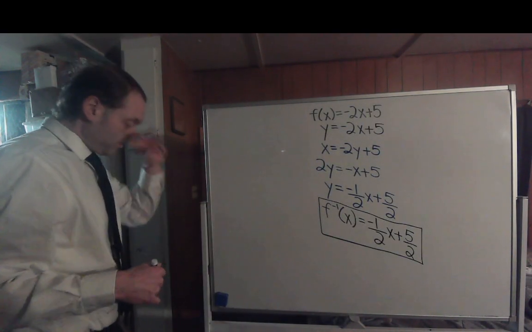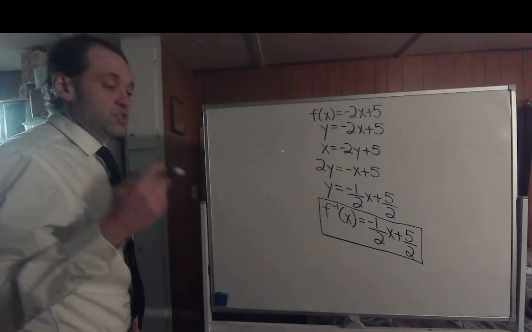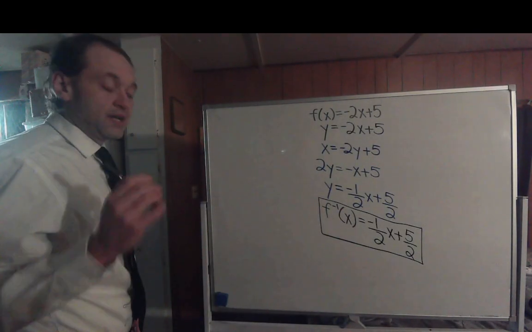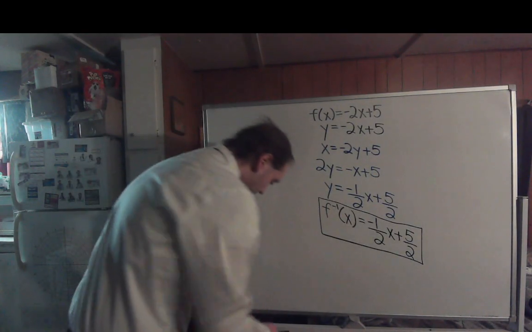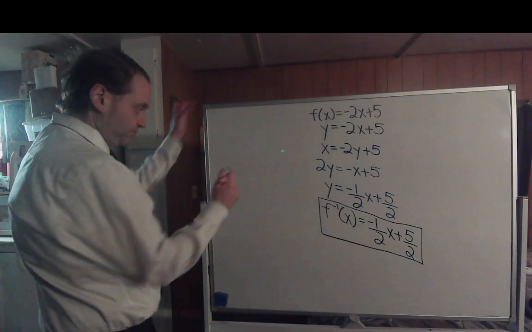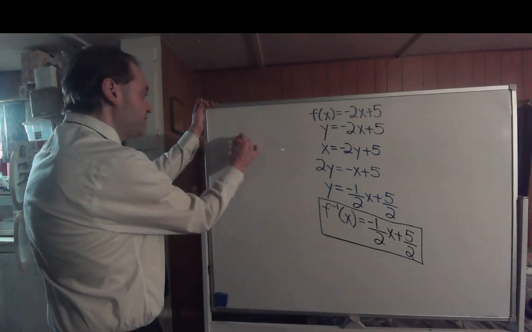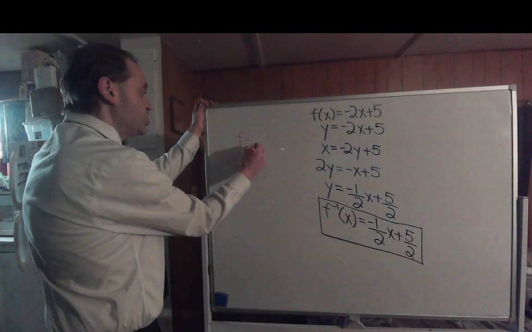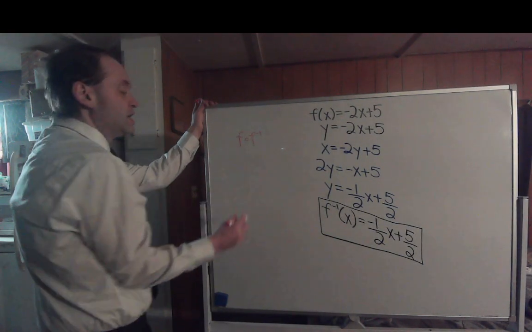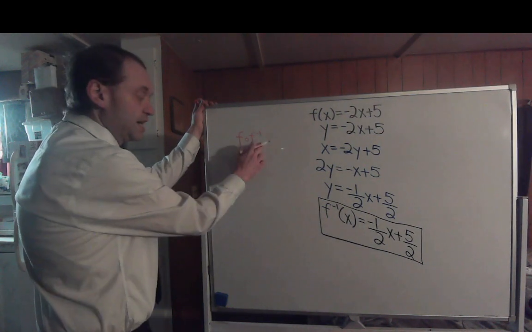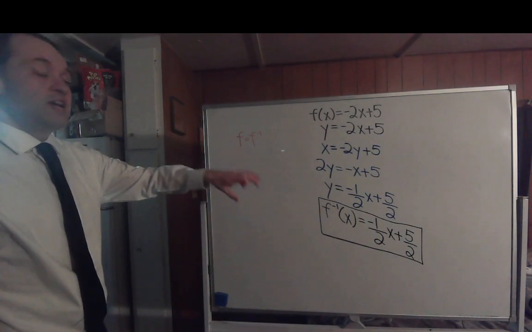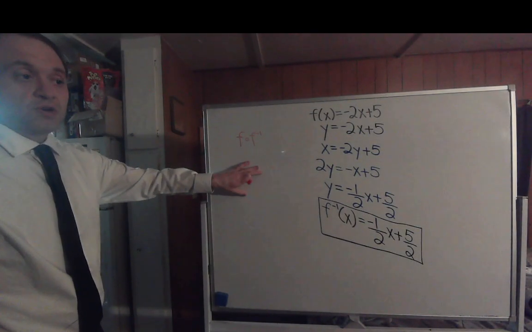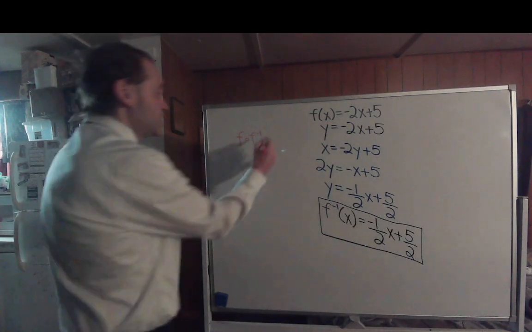Now, there is a way we can check this too to make sure we got the right inverse. How, you might ask? Here's how you're going to check it. Take f composition of f inverse. If it equals x, the composition always has to equal plain old x. If it equals anything else, then you did it wrong and you didn't get the inverse.